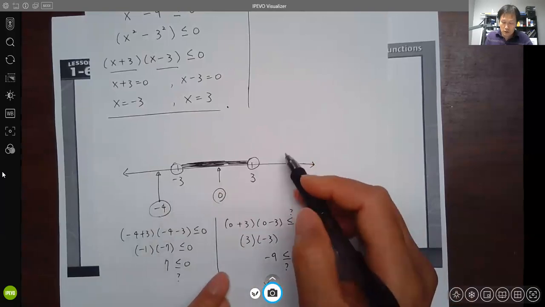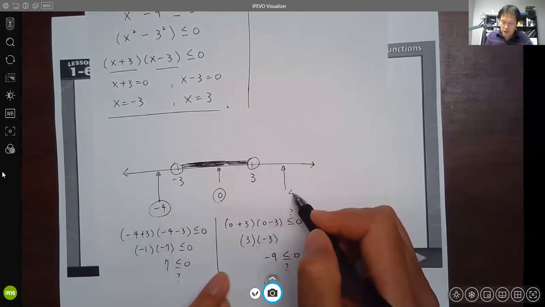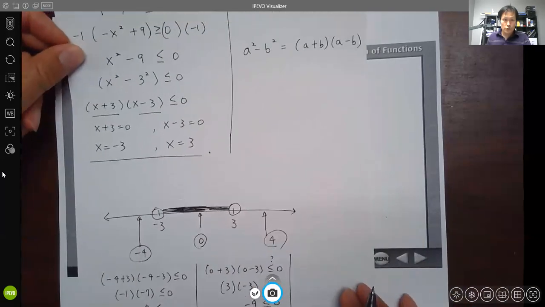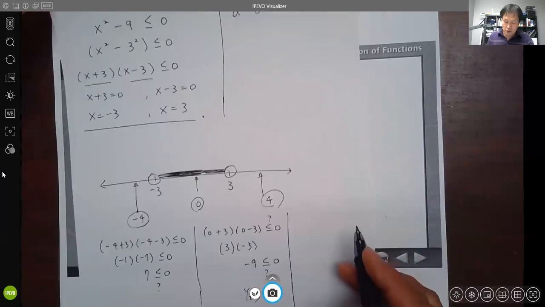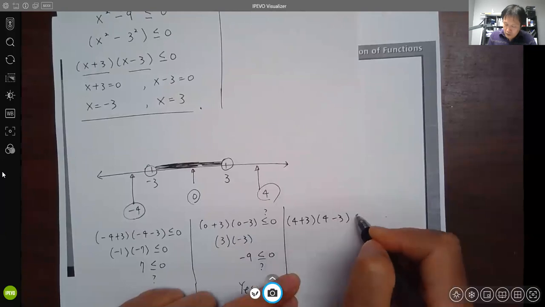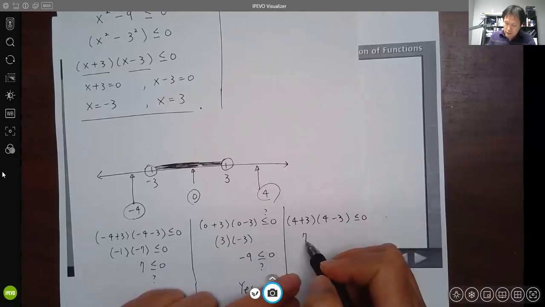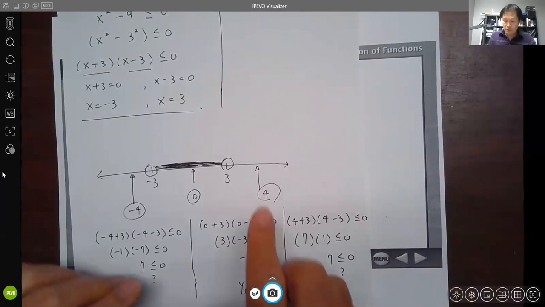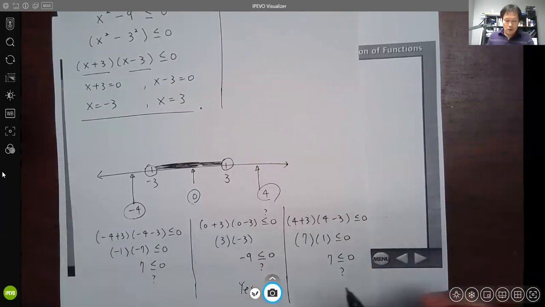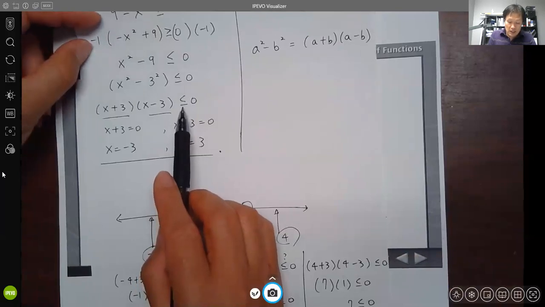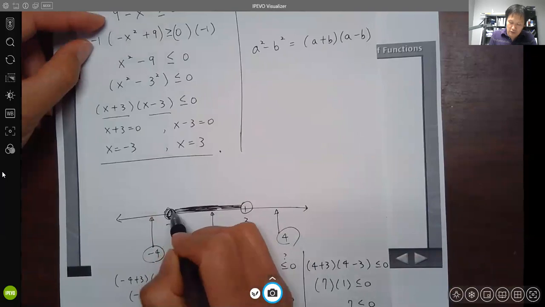You do have to check this interval too. So pick a sample number like 4. Plug 4 into this inequality: 4 plus 3 times 4 minus 3 less than or equal to 0. That's 7 times 1. We are questioning, is that true? No. What does that mean? We're not taking this interval. Be careful with the equal sign. It has an equal sign, so you have to include the endpoints.